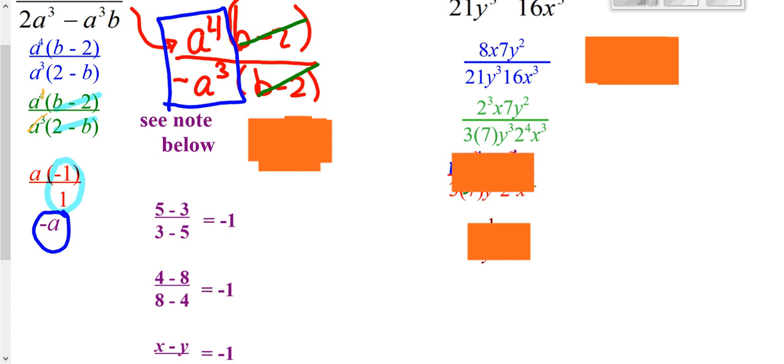Then you could come along and say, well, which one has more y's, the top or the bottom? Well, the bottom does by 1. Which one has more 2's, the top or the bottom? Well, the bottom does by 1.